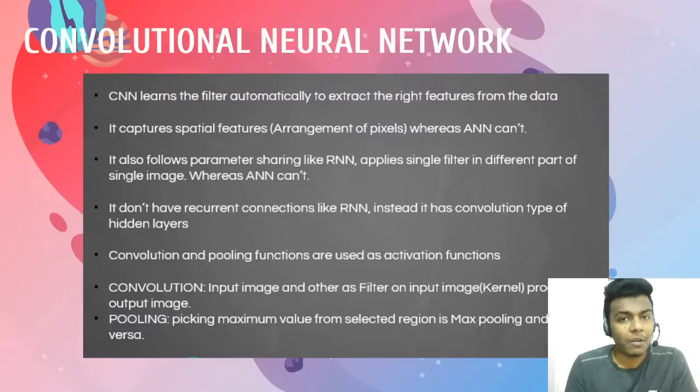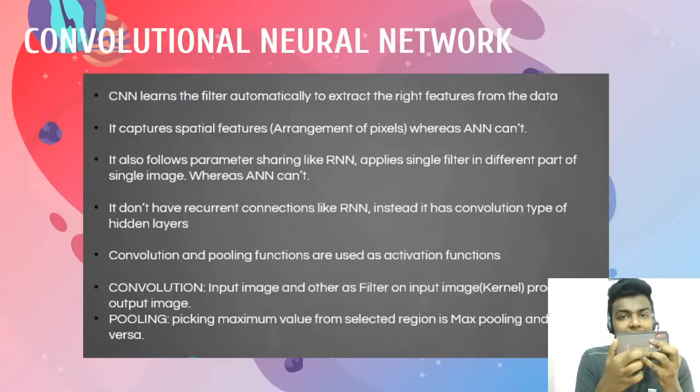Talking about the layers and functions, it has the convolution layer and the convolution function, as well as the pooling function. The convolution part takes the input image, takes a certain part of the image, applies some filter to it, and processes both. If it gives an output, that is the process of convolution.